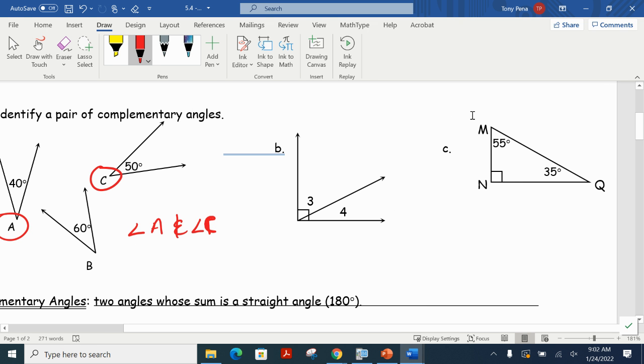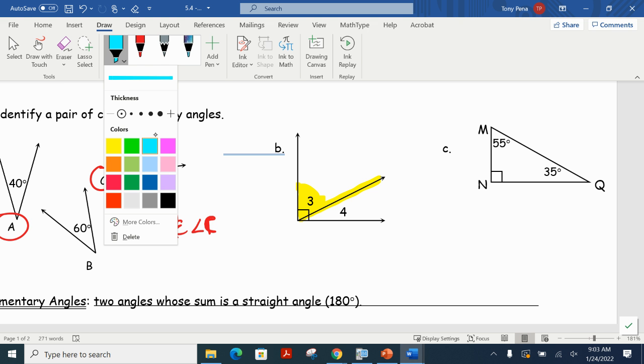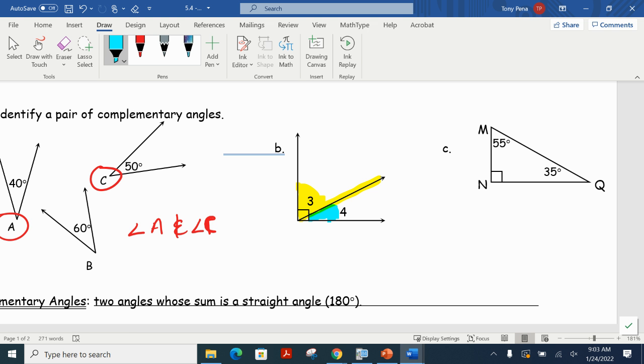Now, what you're going to see a lot of over the next 2 days are little diagrams like this, with the idea that the square means 90 degrees. But what we have is this ray that is dividing it into two separate angles. This 90-degree angle is a combination of angle 3 and angle 4 right here. So in terms of complementary angles, it would just be angle 3 and angle 4.